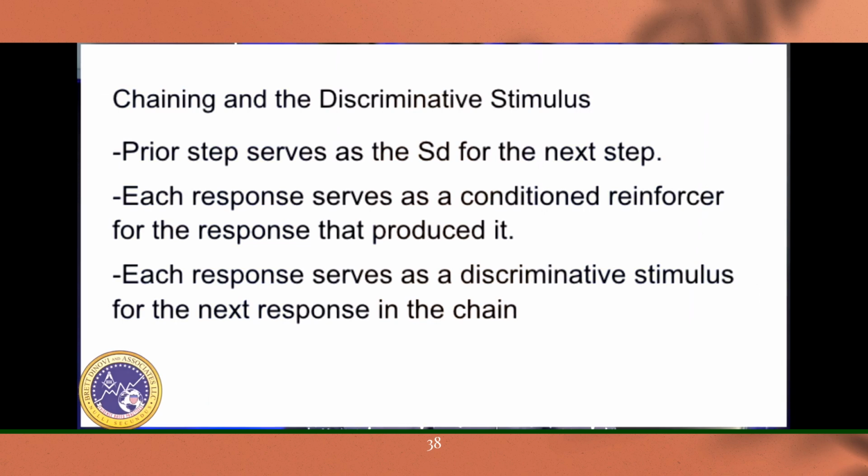The discriminative stimulus is the cue that is present to alert the organism that reinforcement is available. In chaining, the prior step serves as the SD for the next step. Each response serves as a conditioned reinforcer for the response that produced it. Each response serves as a discriminative stimulus for the next response in the chain, with the exception of the first and last responses in the chain.